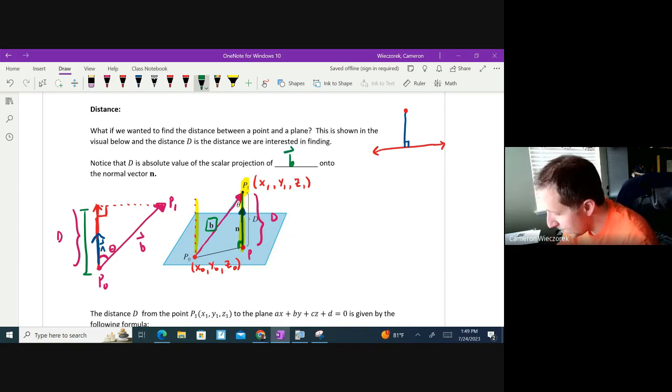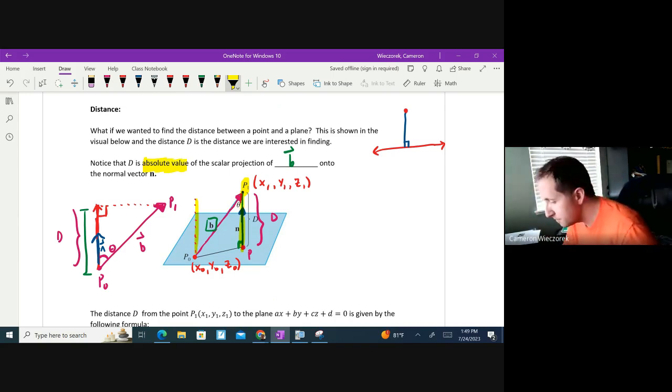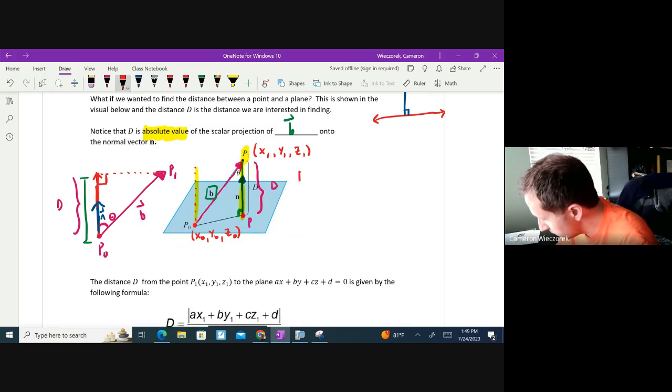Okay? Absolute value we need because we want it to be positive. Remember, the scalar projection, depending on which way it points, could give you a positive magnitude or it could give you a negative magnitude. Since we're talking about distance, we need the quantity to be positive. So just to get things started here, let's write some stuff off to the side. The distance from the point to that plane is going to be the absolute value of the scalar projection. Remember, the way we abbreviate that is comp. It's the component of B along N.